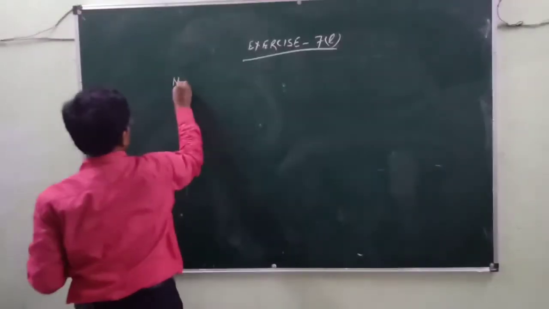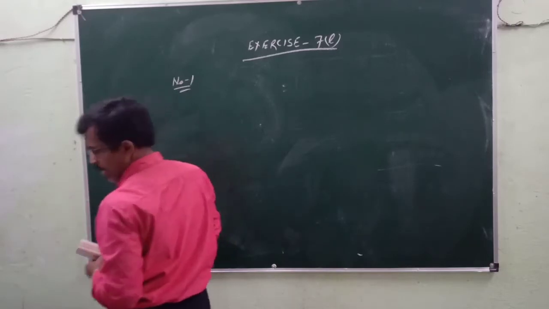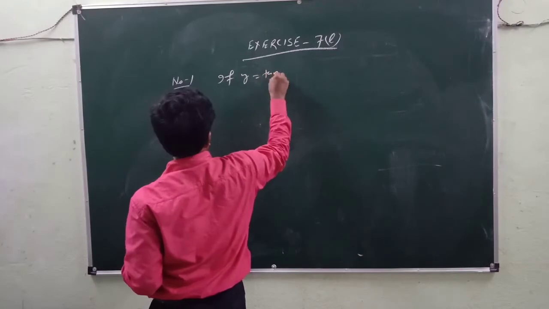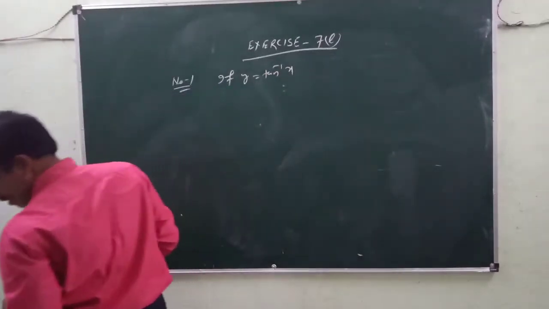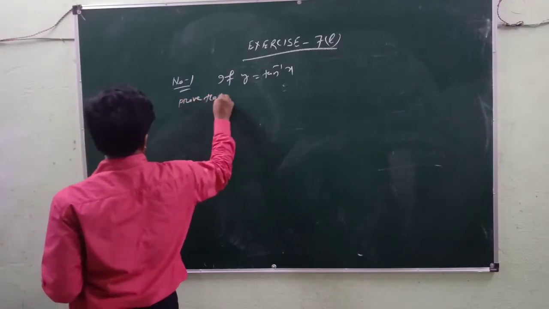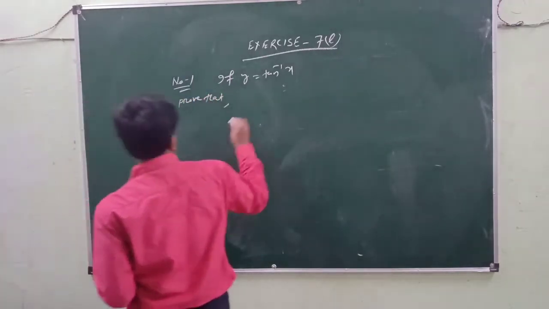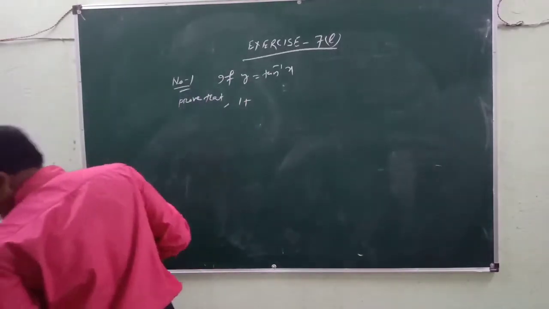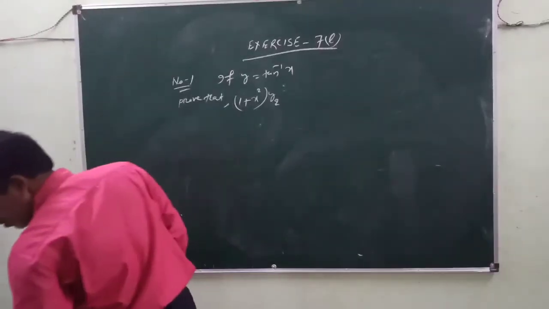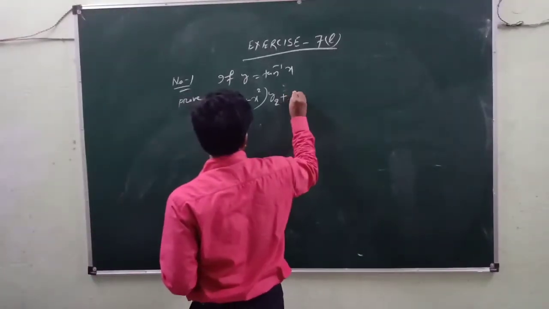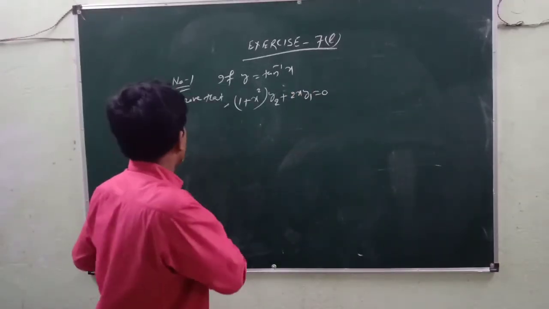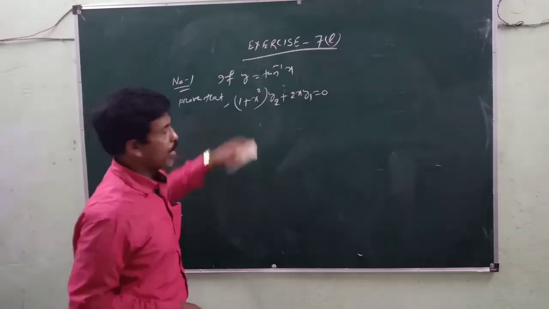Number 1, the question is, if y equal to tan inverse x, prove that 1 plus x square whole into y2 plus 2x y1 equal to 0. Okay. Since it is given as proof, you have to write the proof.